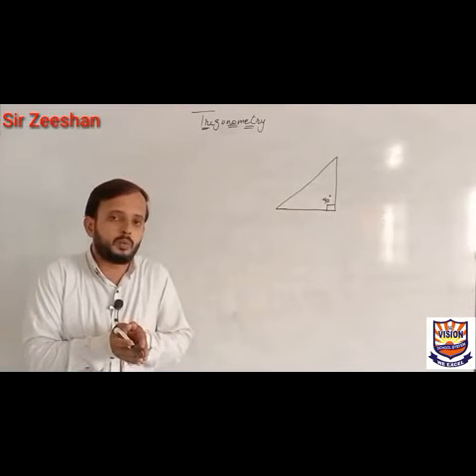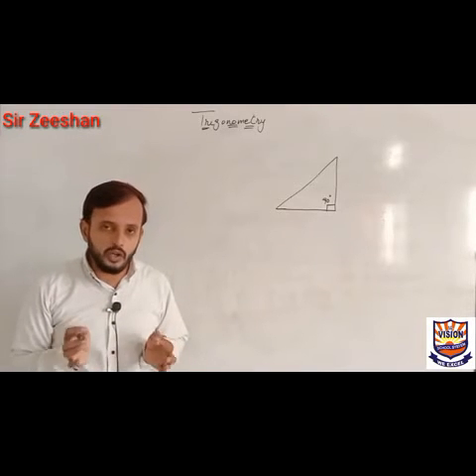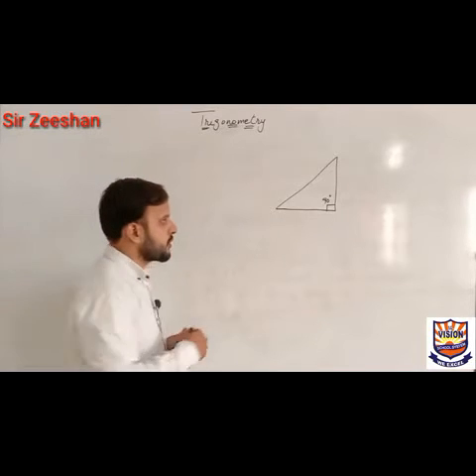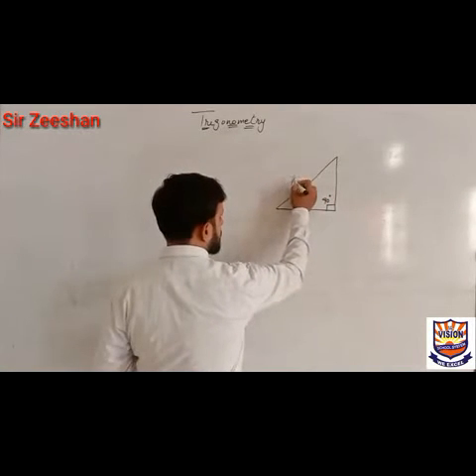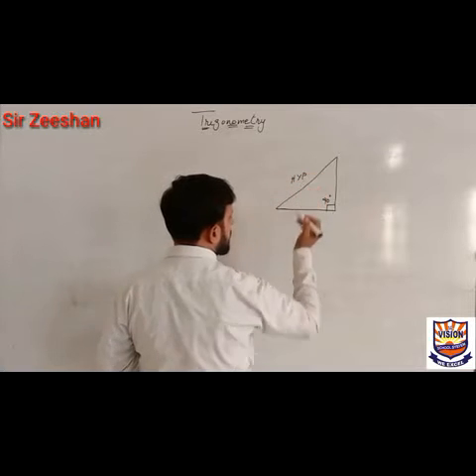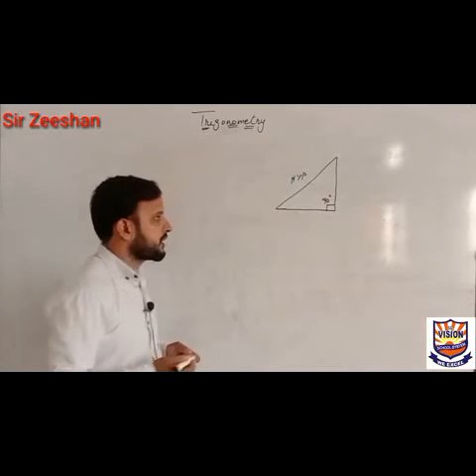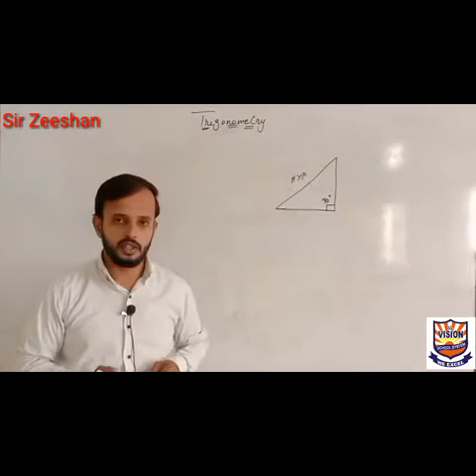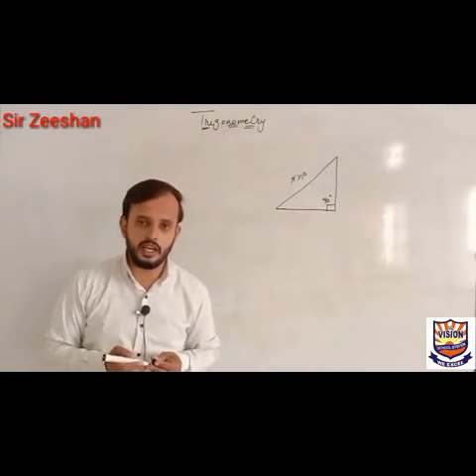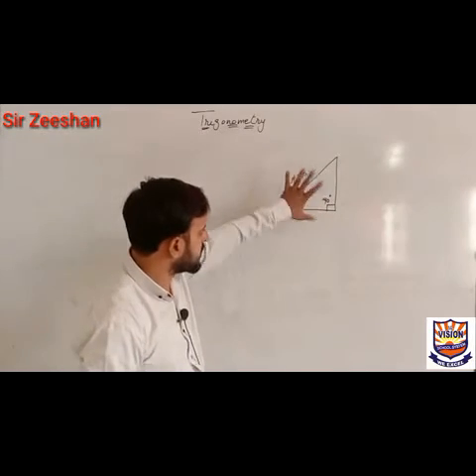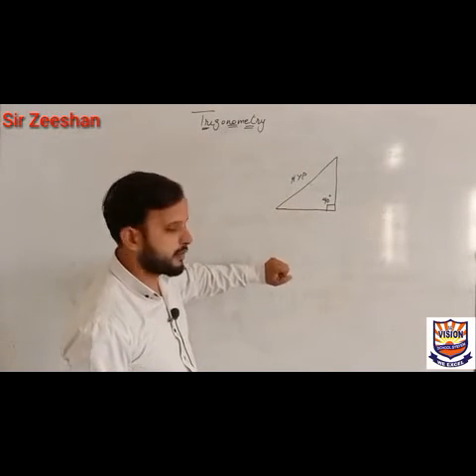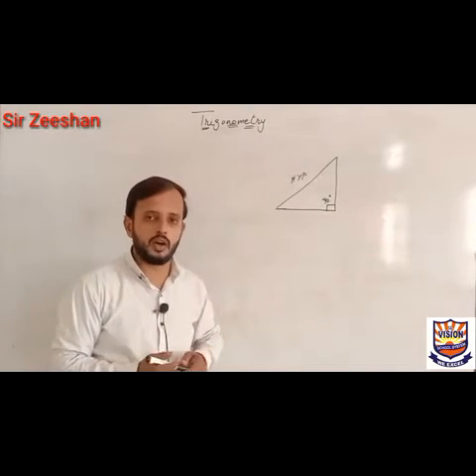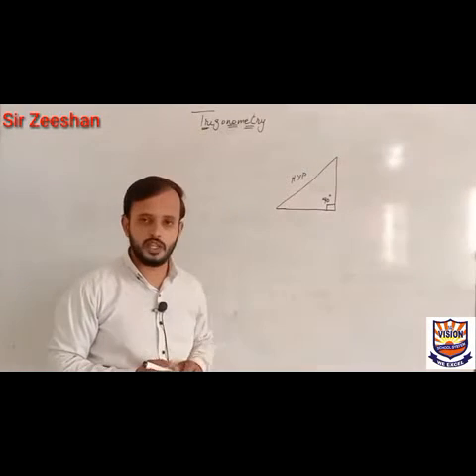Now sir, what are these sides? The longest side of the triangle is known as hypotenuse. For sure, this is the hypotenuse. The other two sides are perpendicular and base. So now the confusion here is that if I rotate this picture, the definition of perpendicular is the opposite side of the hypotenuse is known as perpendicular.